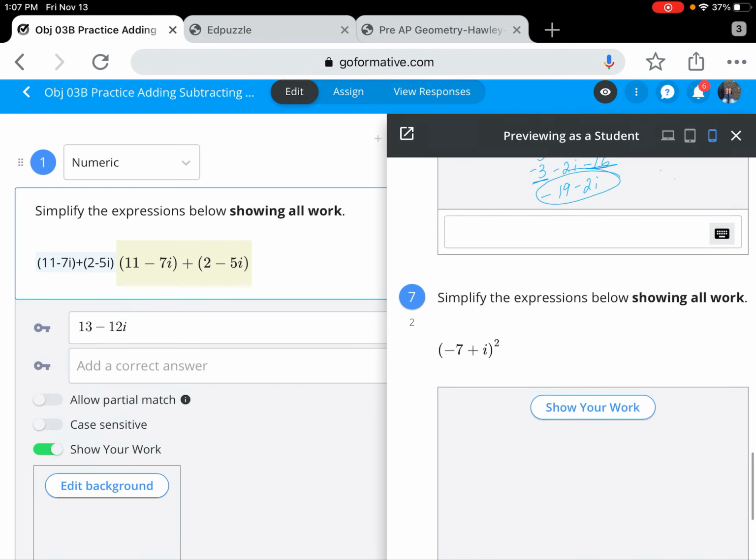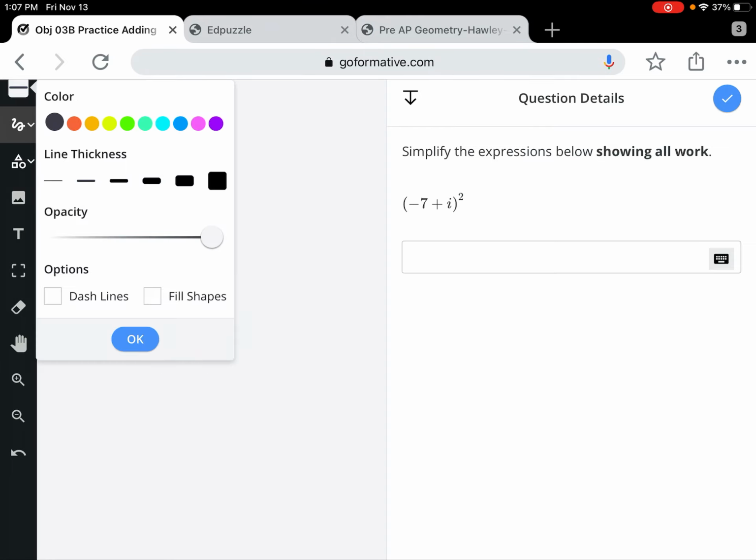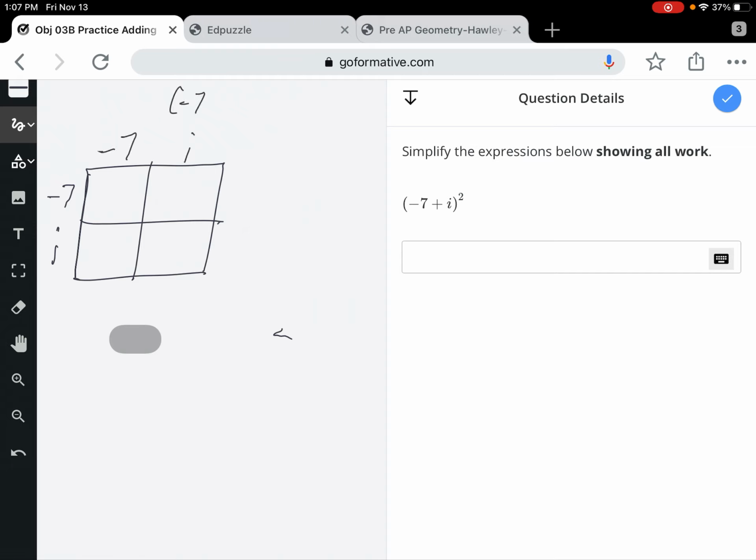Okay. 3 more. This one here is also a box. Be very careful with this. Okay, I know you want to distribute that squared, but you can't. It doesn't work out. You're going to put the same thing twice. Negative 7 plus I squared is negative 7 plus I times negative 7 plus I.